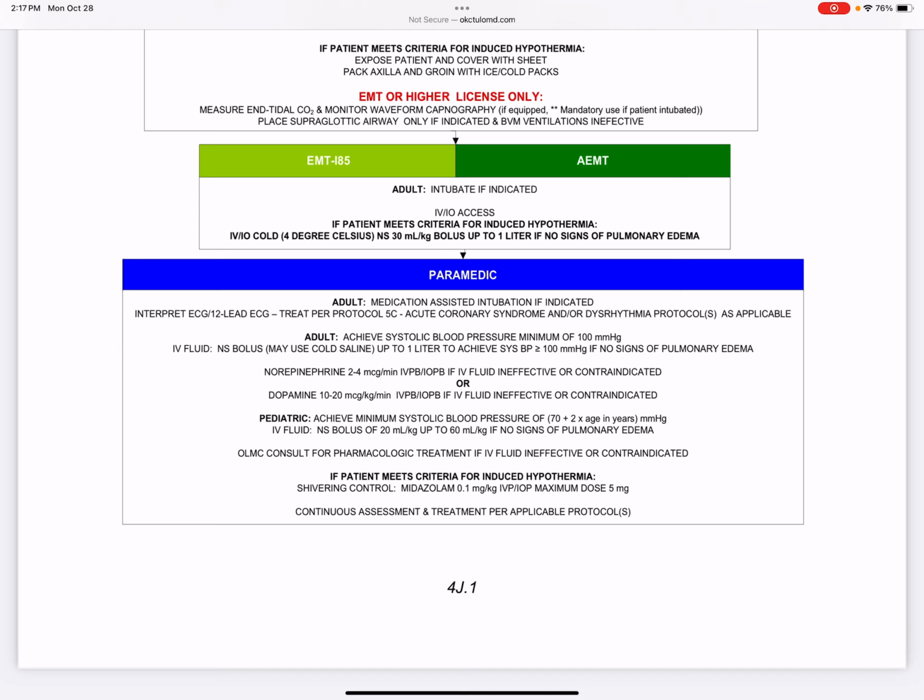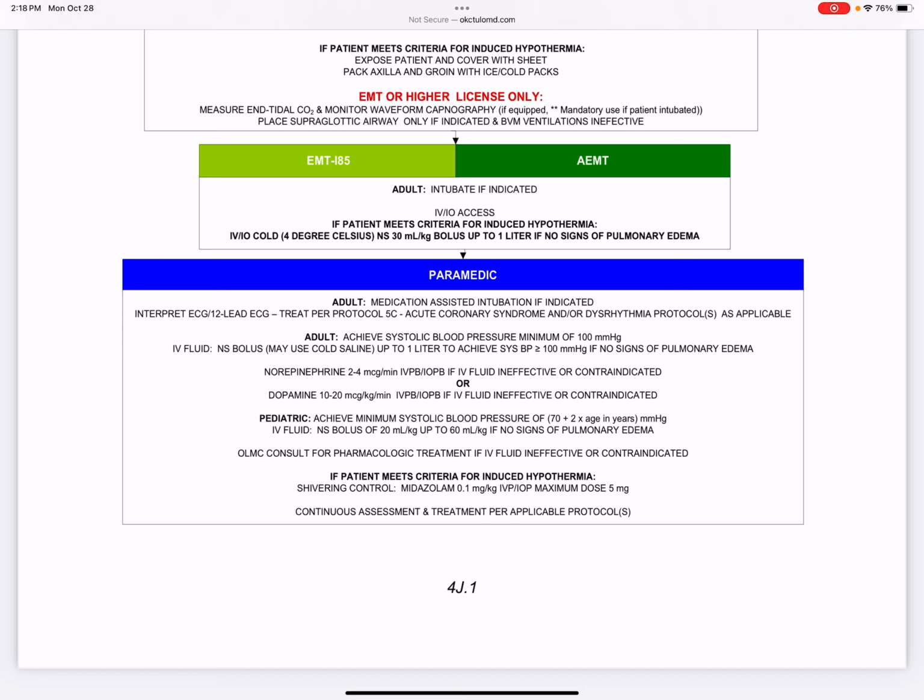If the patient meets criteria for induced hypothermia, it will be IV, IO, cold normal saline. It's going to be 4 degrees Celsius. Also very important to know. 4 degrees Celsius, normal saline, 30 milliliters per kilogram bolus up to 1 liter if there's no signs of pulmonary edema. So if you're going to induce the hypothermia protocol, it's going to be cold saline, IV or IO, at 4 degrees Celsius, and the dose for this is 30 milliliters per kilogram.